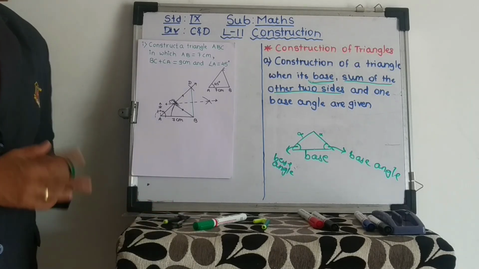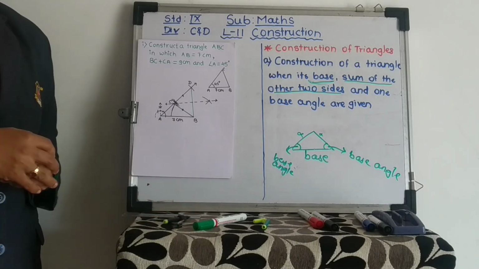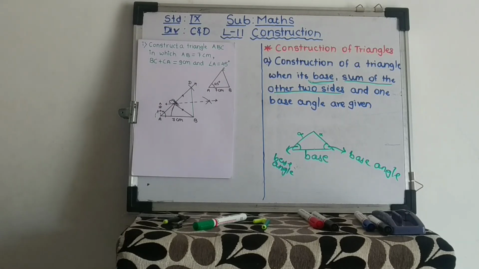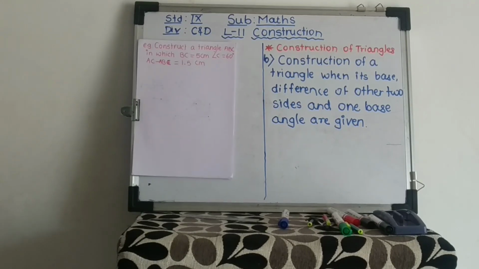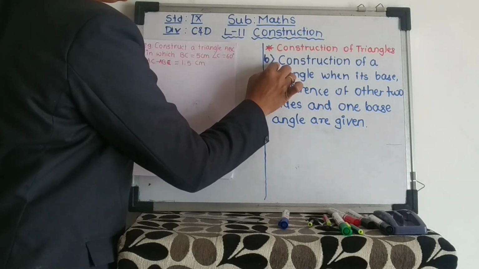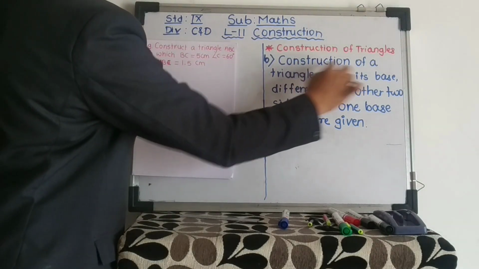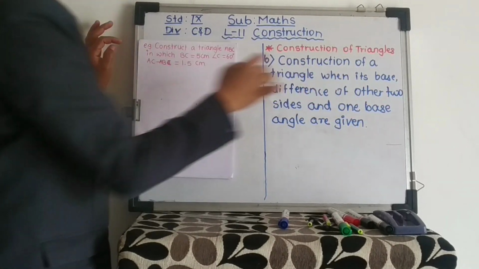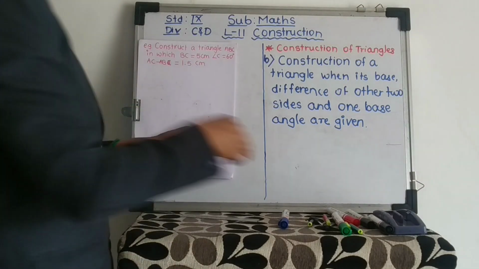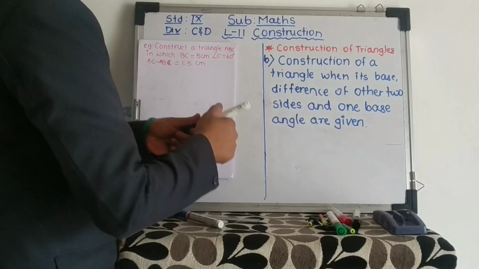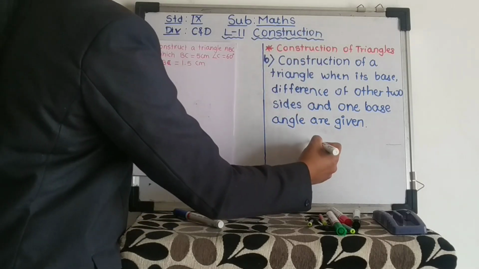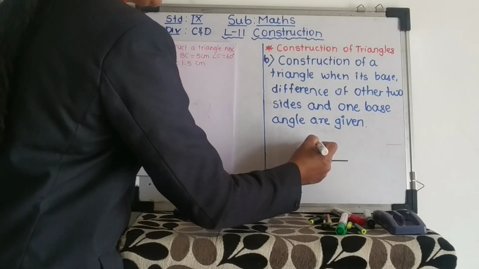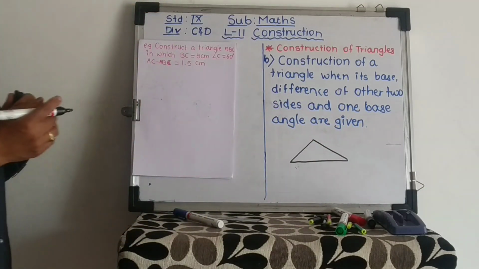Right? Now we will move towards the second type, when the difference is given. So I'll write that. You also write it down. The second type: construction of a triangle when its base, the difference of the other two sides and one base angle are given. Similarly here we are going to do it. Earlier whatever we did for the sum, the same way for the difference also, but there is a slight change in the construction, right?